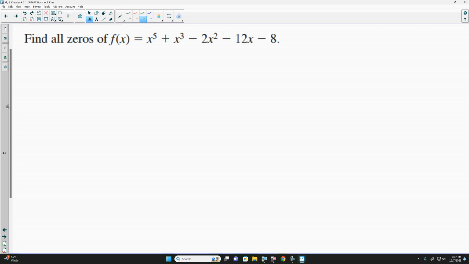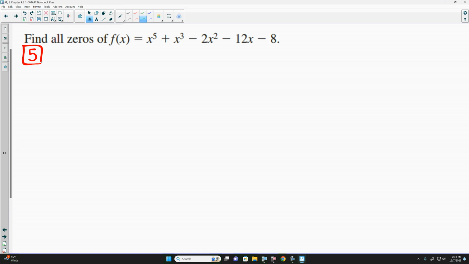Let's look at this one here. This one, we're actually having to find the zeros. It tells us to find all the zeros of the function f of x equals x to the 5th plus x cubed minus 2x squared minus 12x minus 8. How many zeros does it have? 5, because the degree is 5. So when everything is all said and done, we should have 5 solutions. And any solution that is repeated, we will count it each time that it is repeated.